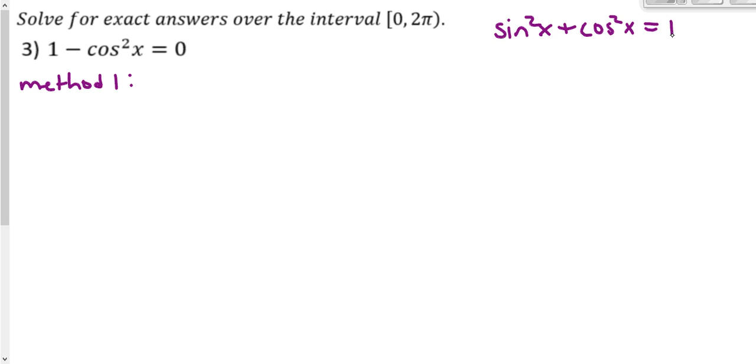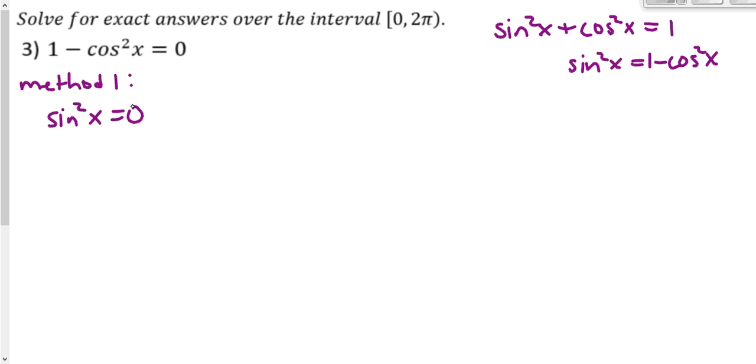And what would happen if we subtract cosine squared x from both sides? We get sine squared x equals 1 minus cosine squared x. So method number 1 would be to do this substitution, use an identity to do a substitution, and we get sine squared x equals 0.